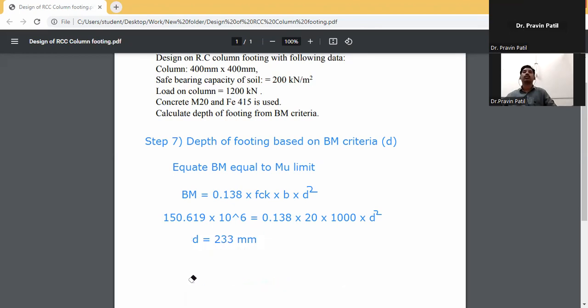Now find out the overall depth of footing. Step number 8, overall depth of footing.